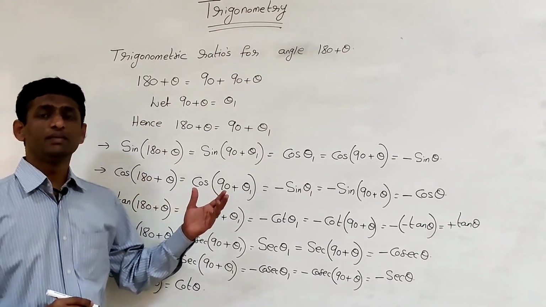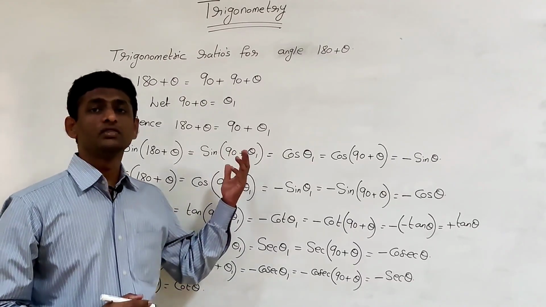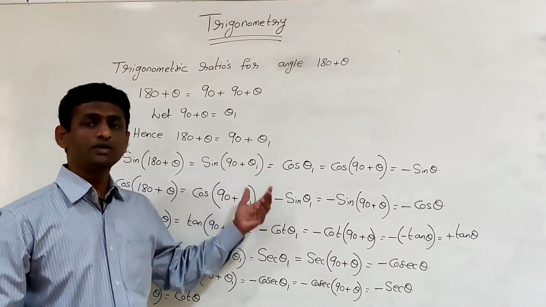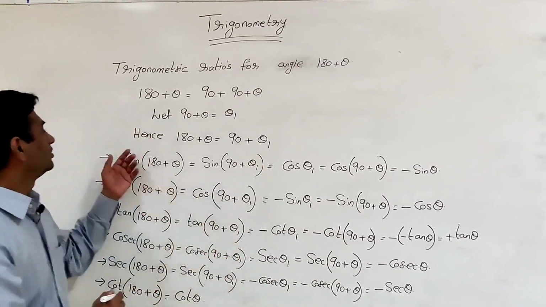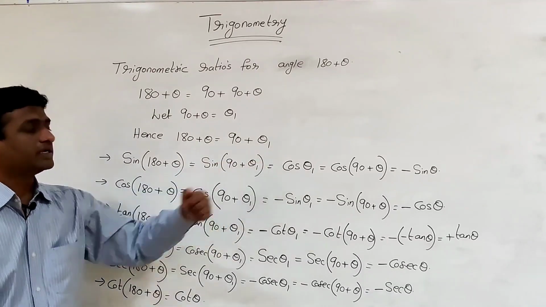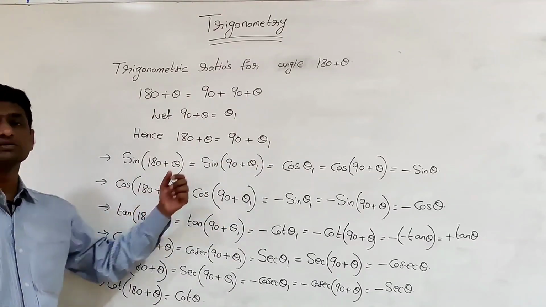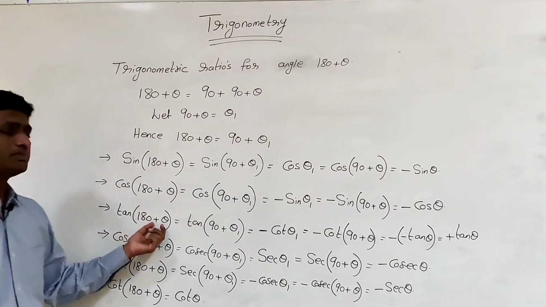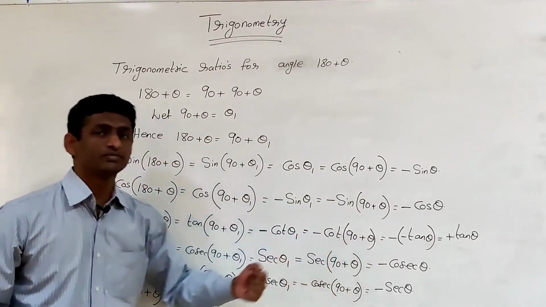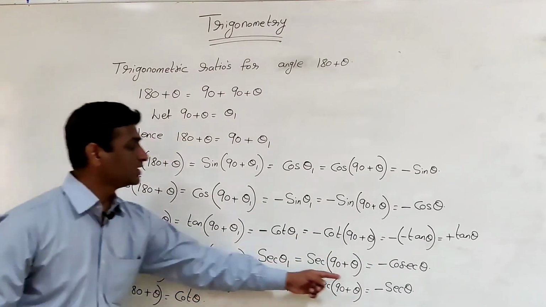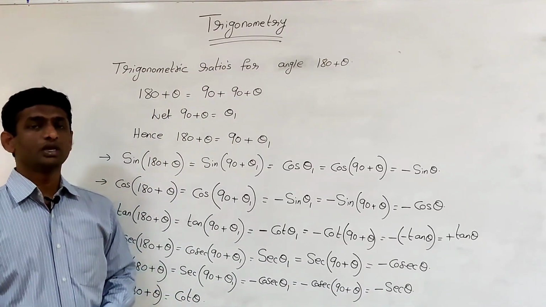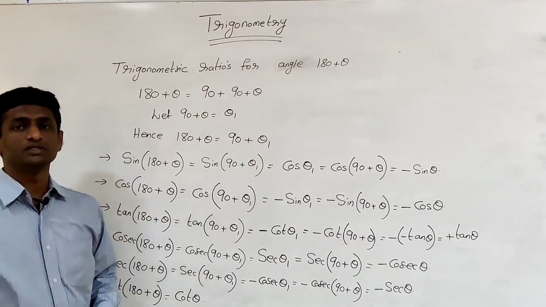Normally 180 plus theta lies in the 3rd quadrant, and we'll see the alternate proof for 180 plus theta also. So the 6 trigonometric ratios for 180 plus theta are: sin of 180 plus theta is minus sin theta, cos of 180 plus theta is minus cos theta, tan of 180 plus theta is plus tan theta, cosecant of 180 plus theta is minus cosecant theta, secant of 180 plus theta is minus secant theta, and cot of 180 plus theta is plus cot theta. Now we'll see the alternate method of this 180 plus theta.